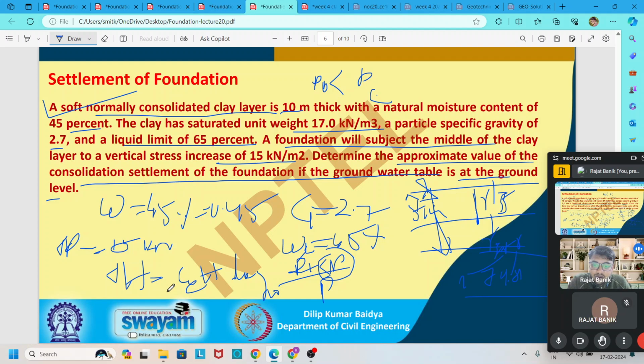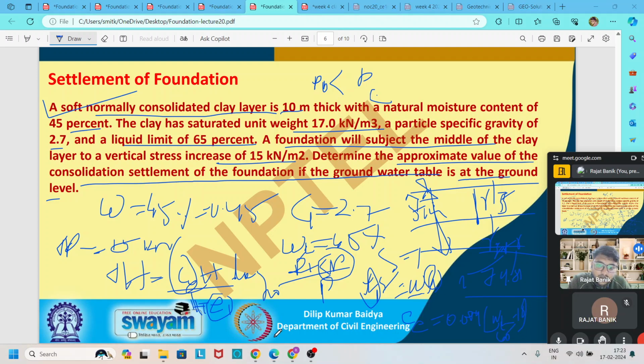Then we have to find out, as this formula contains, divided by 1 plus E1. So you have to find out E1. For E1, it is fully saturated, so S is equal to 1. So using the formula ES is equal to WG, with S equal to 1, you find out E1, where W is given 0.45 and G is given 27. So you easily find out E1. Then we have to find out the Cc. For Cc we use the formula 0.009 (WL minus 10), where WL given is 65. We put the value and get this Cc.